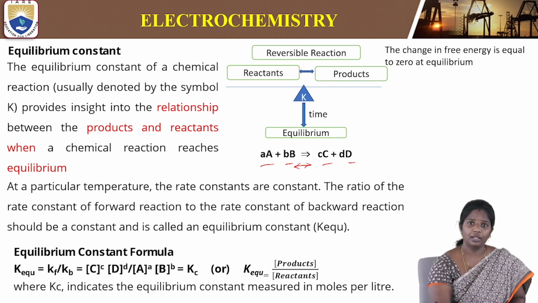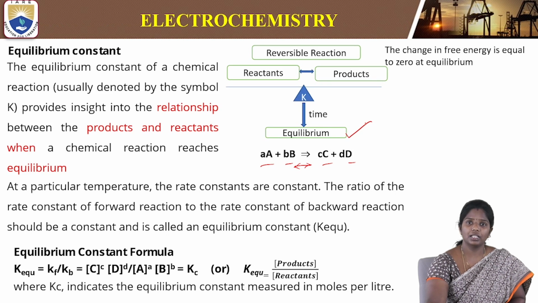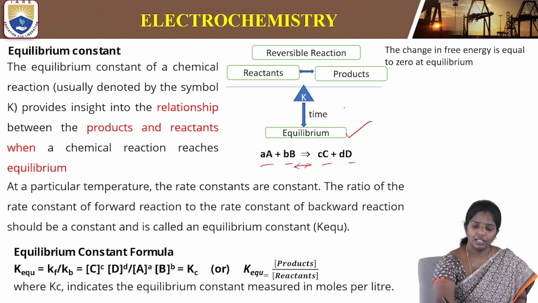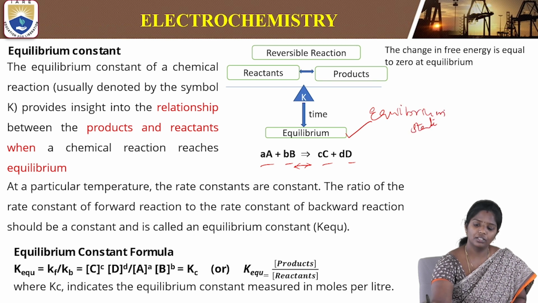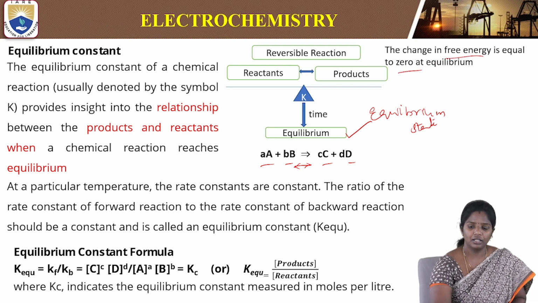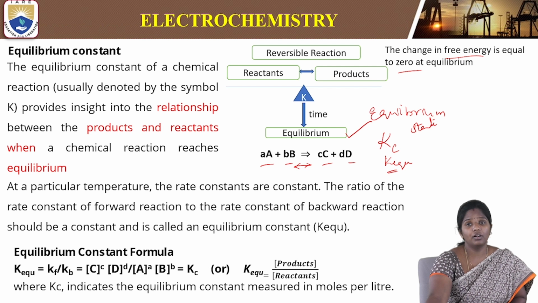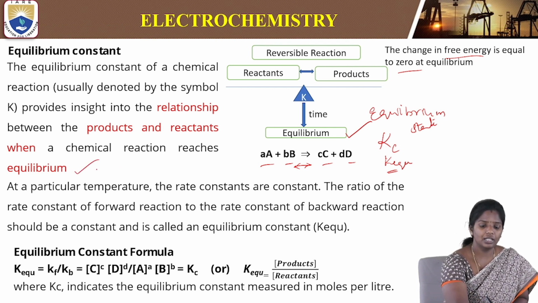After the reaction takes place for a long time, at some point an equilibrium will be reached. That is nothing but the equilibrium state. So the free energy will be 0. It is at equilibrium. So this Kc, or KEQU, the equilibrium constant, will give an idea of the relationship between the products and the reactants when it is at equilibrium.